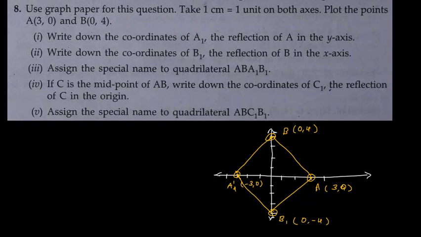Right? Here we have root of 3 square plus 4 square. So I will get this length as 5. I will get this length also as 5. This is also 5, and this length is also 5. So all the 4 sides are of equal length.